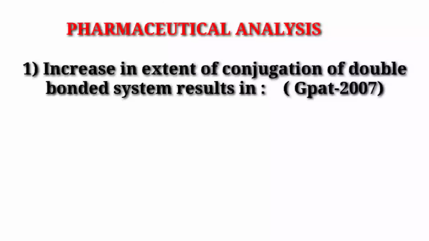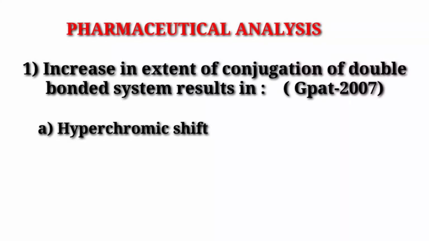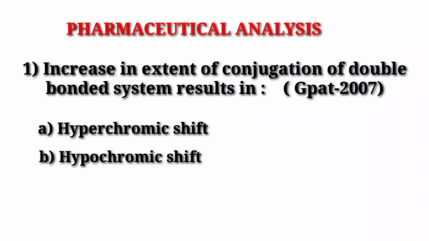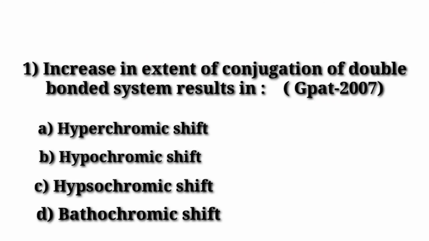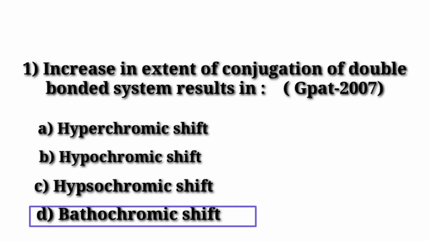Coming to question number 1. Increase in extent of conjugation of double bonded system results in. This question is asked in GPAT 2007. Options are hyperchromic shift, hypochromic shift, hypsochromic shift, bathochromic shift. The answer is D. Bathochromic shift.